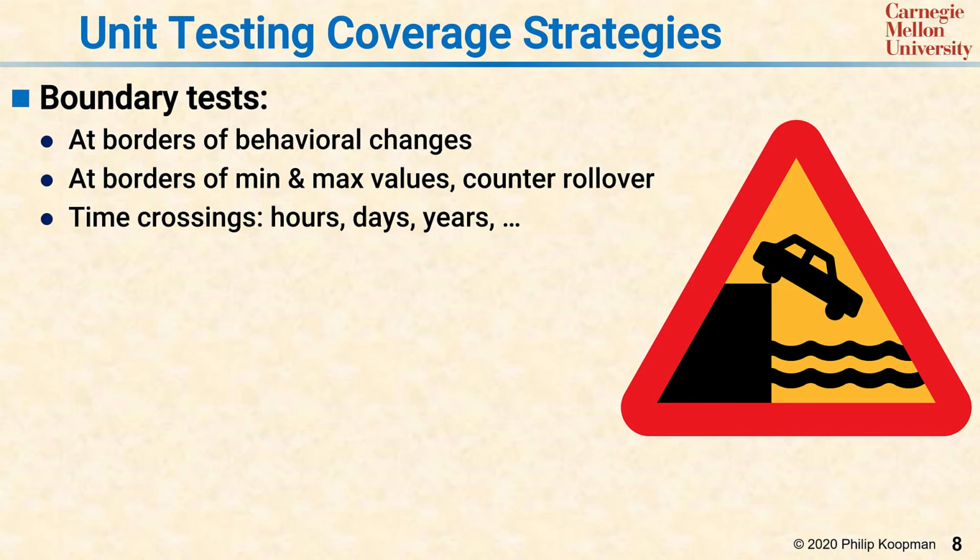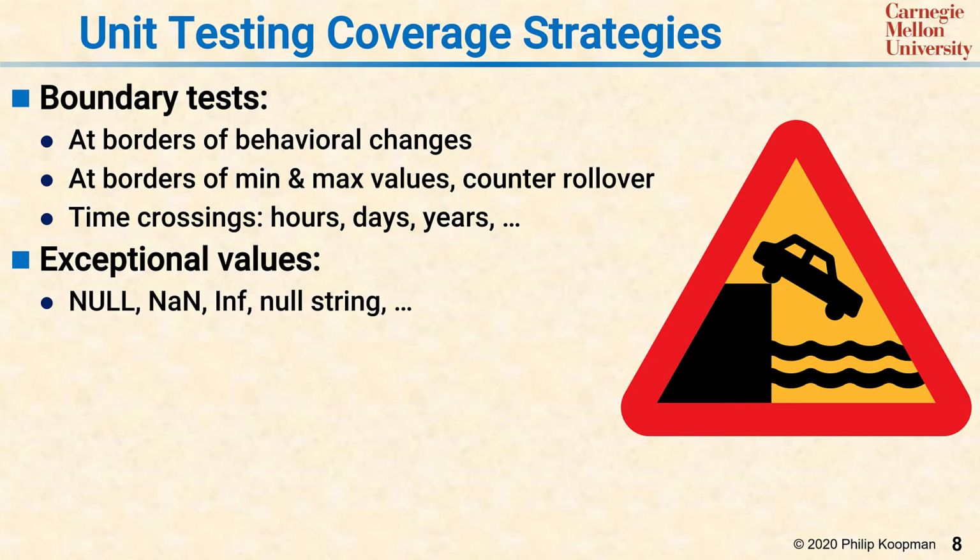A different type of unit testing coverage that also matters for robust systems is handling exceptional values. Every time there's a floating point computation, ask yourself what happens if a not a number or an infinity is pulled into the equation. For pointers, ask what happens if there's a null pointer that's dereferenced. For string operations, ask what happens if there's a null string or a string with no terminating character.